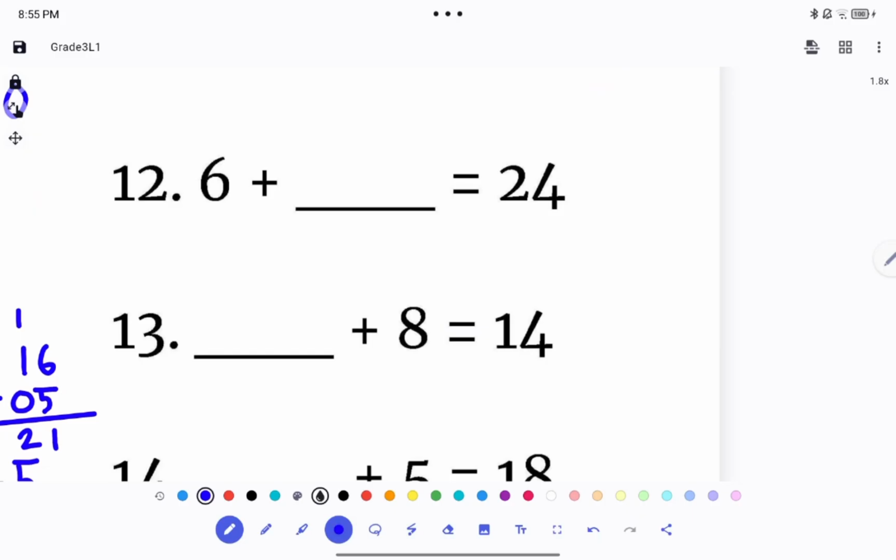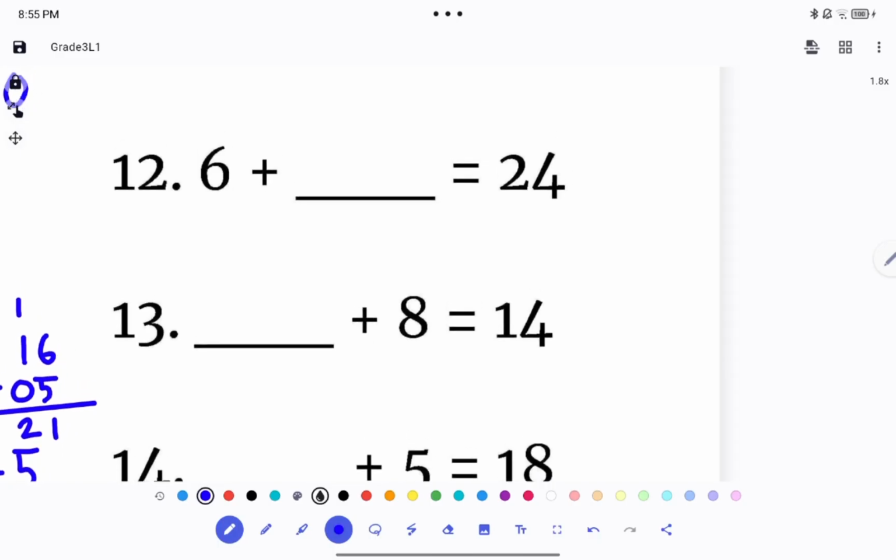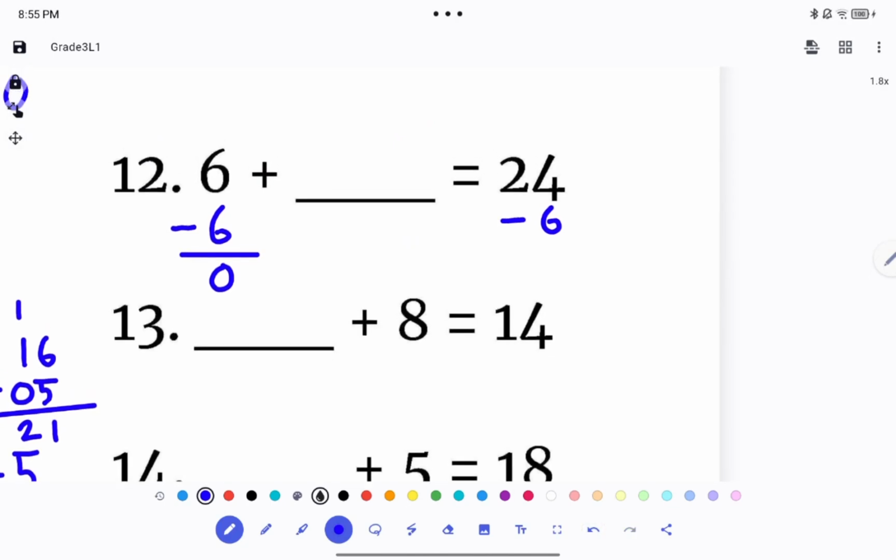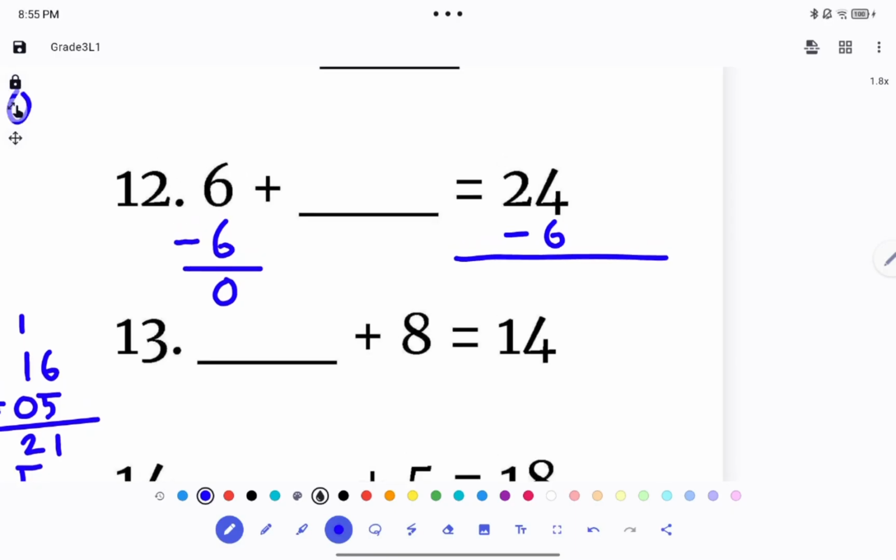Now we get on to 6 plus some unknown number is equal to 24. Alright, let's have at this. Now, we want to get this little unknown number that we want to find all by itself. So we subtract 6 from both sides, because we want to get rid of this 6 on this side so that this unknown number is all alone by itself. Now, 6 minus 6 is just equal to 0, so we don't need to care about that.